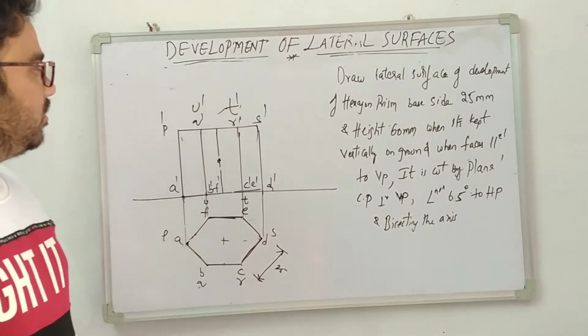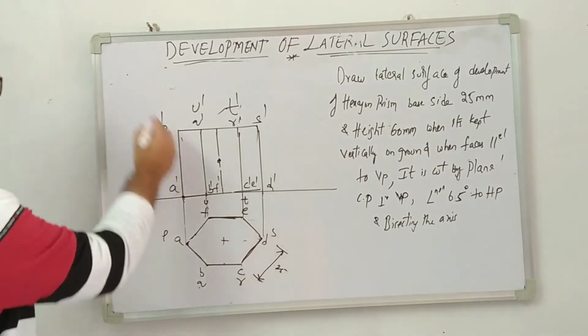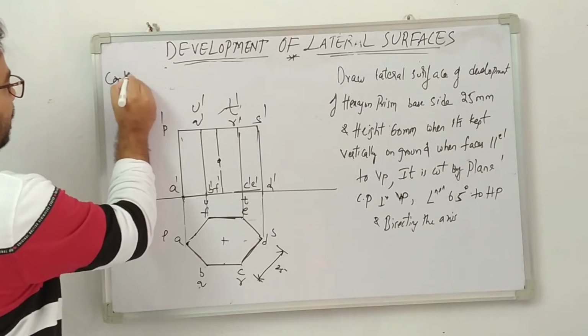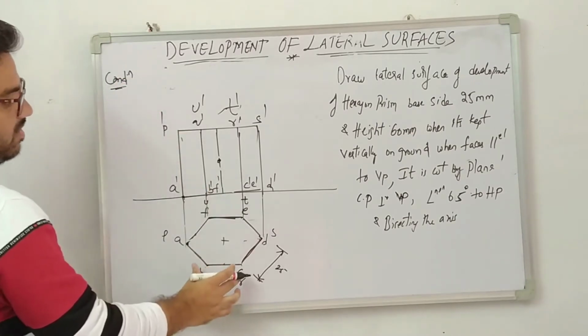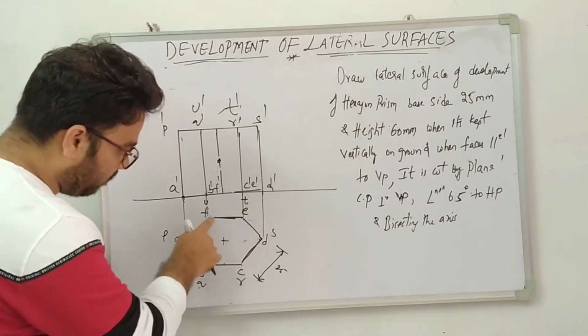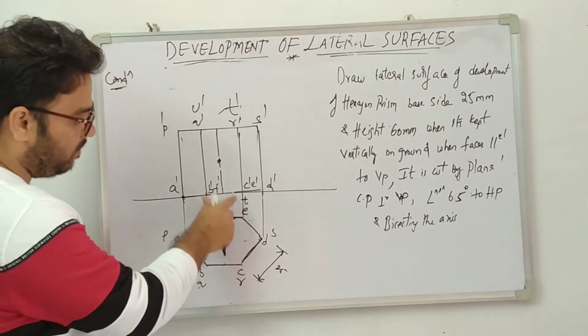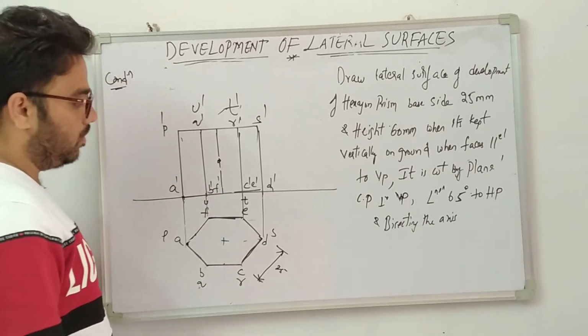Now in this problem, what is the cutting condition given? The condition we satisfied: the rectangle faces are parallel to VP. So these are the two rectangle faces parallel to VP.